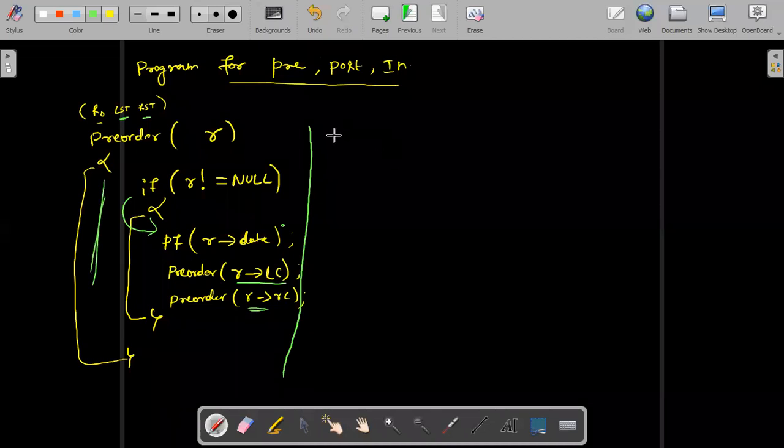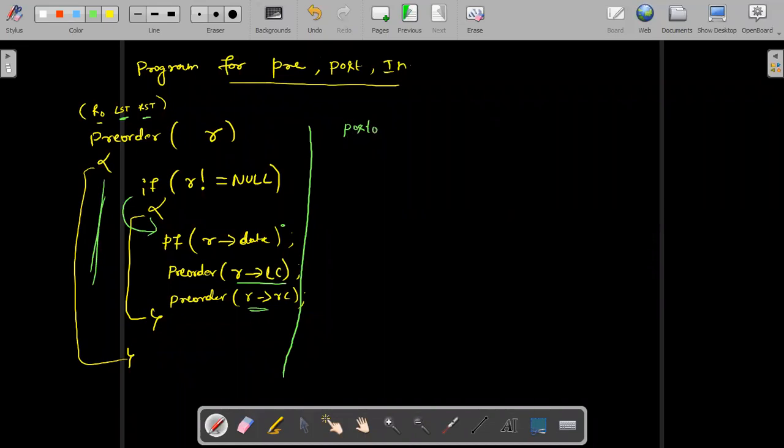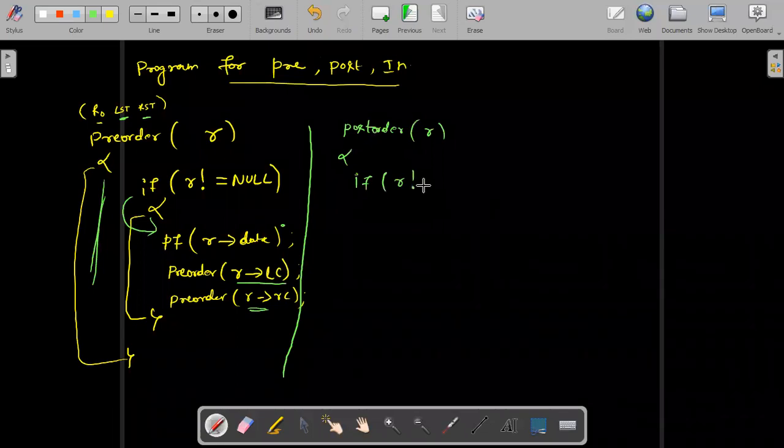Now I will write for post order. What is the formula for post order? Basically, the formula is left subtree, right subtree, and after that, finally the root. Yes or not? So that is post order. I am writing the function name, post order. Here, what will I pass? I will pass R. Open the bracket here. Same thing: if R is not equal to null.